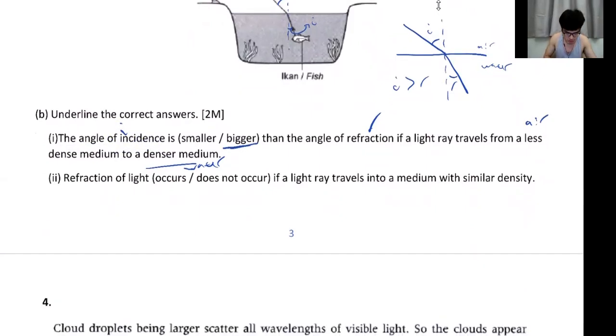Okay, number 2, refraction of light occurs or does not occur when light travels between media of similar density. Similar density. If I'm traveling in water, will I suddenly bend? No. So it does not occur. Light doesn't just go in water and suddenly decide, hey, I want to go out. No. It will just go straight, unless there's a density difference.